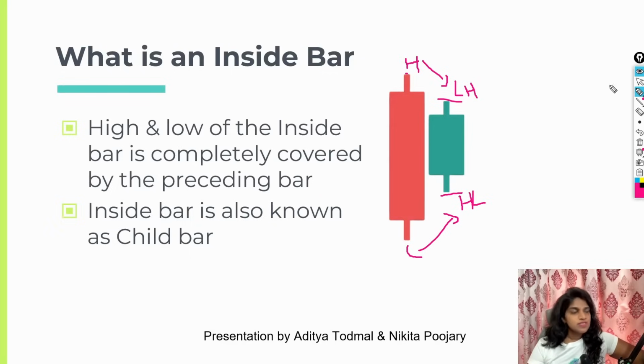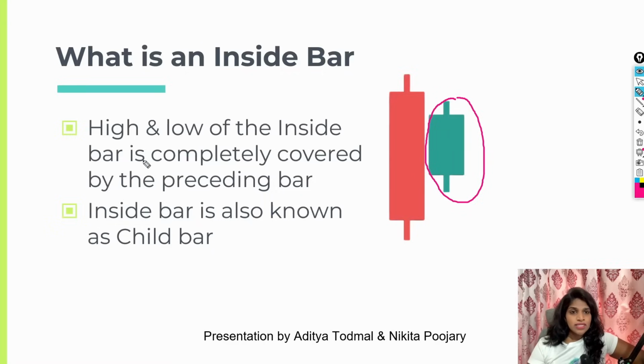So what does this mean? This typically means that there is a confusion or an indecision. Why is there a confusion? Because if the buyers are so strong, they will definitely break the high of the previous candle. Or if the sellers are so strong, they will break the low of the previous candle. But because there is a confusion, they are unable to break either the high or the low of the previous candle. Okay, so this is the basic definition. It represents indecision formation.